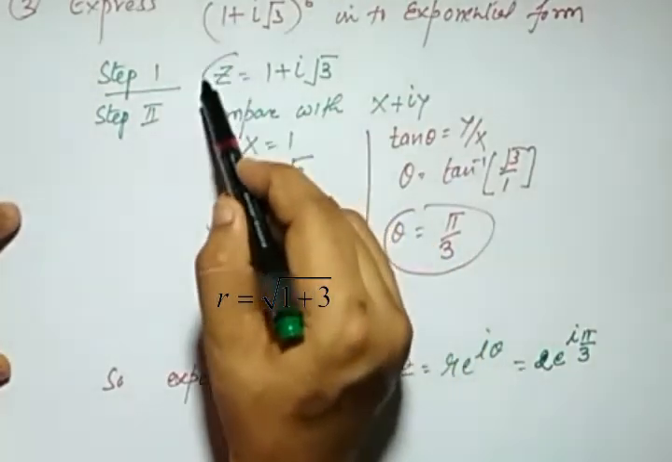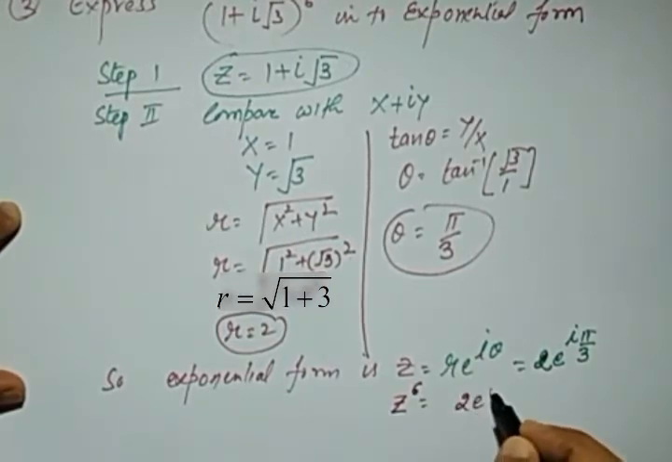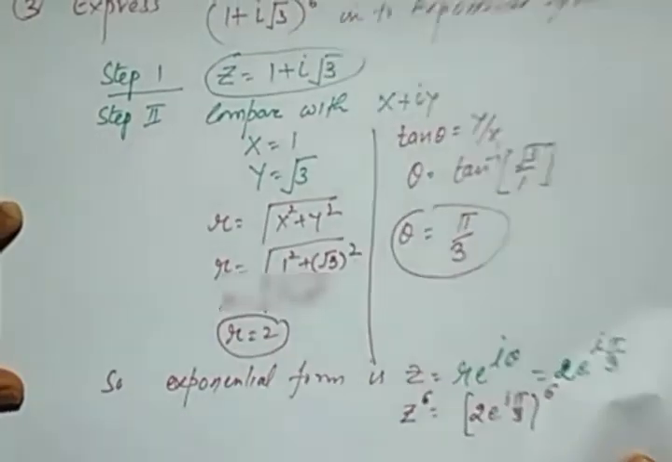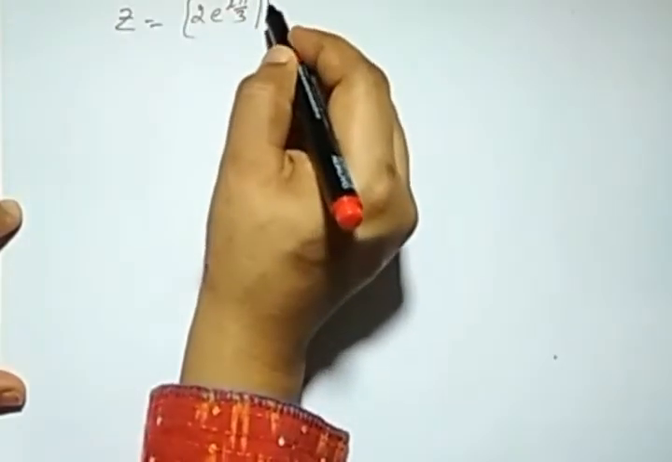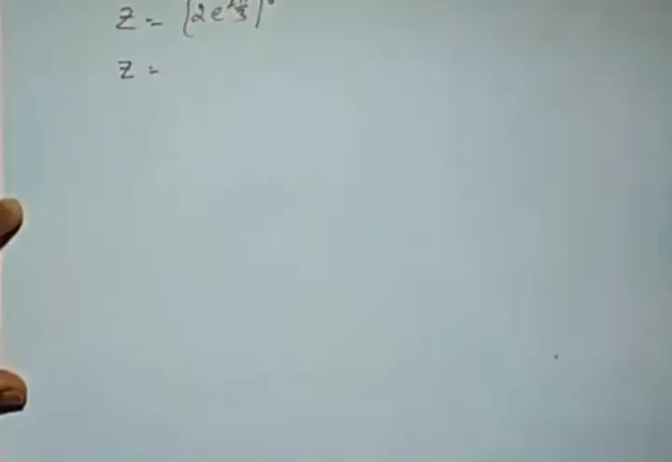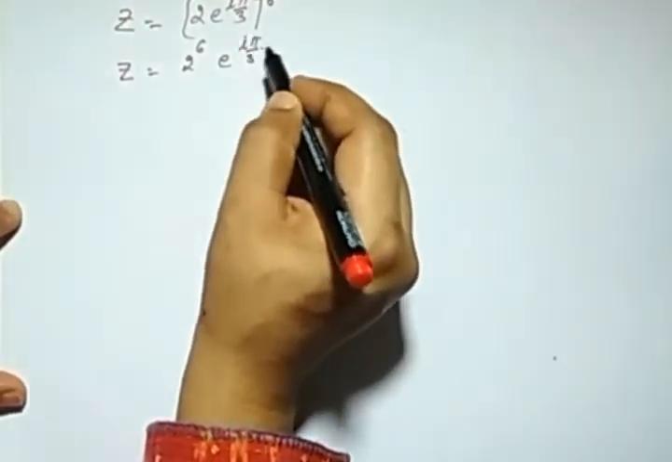Now what we want to evaluate? We have taken z is equal to 1 by root 3. So let us now raise it to the power 6. z raised to power 6 is equal to 2 e raised to power i pi by 3, the whole raised to power 6. Next, go for the next bit. z is equal to 2 raised to power 6 e raised to power i pi by 3 into 6.